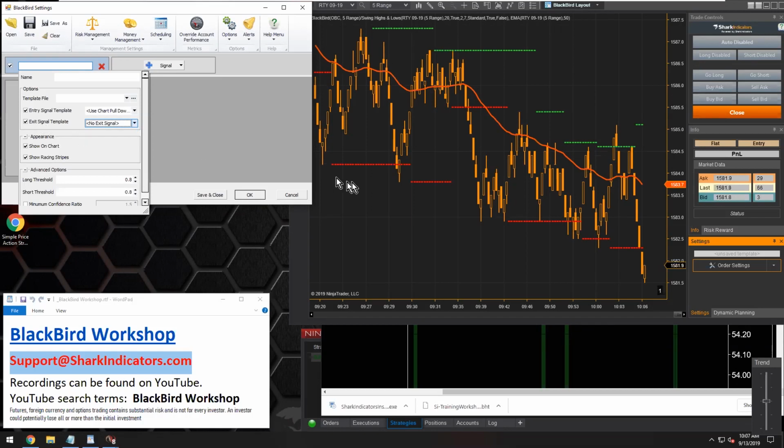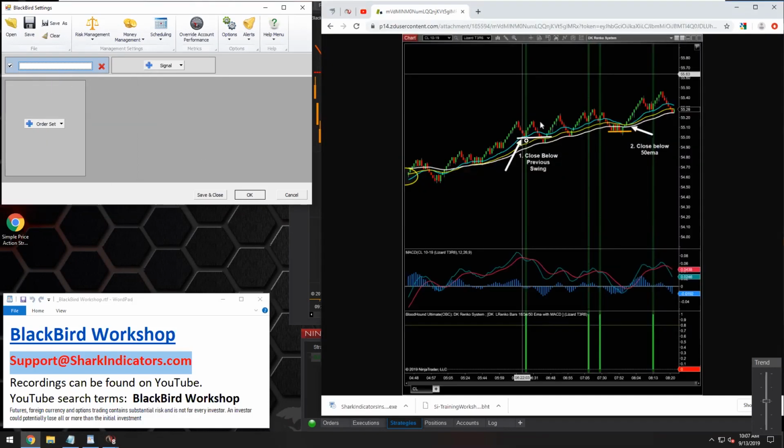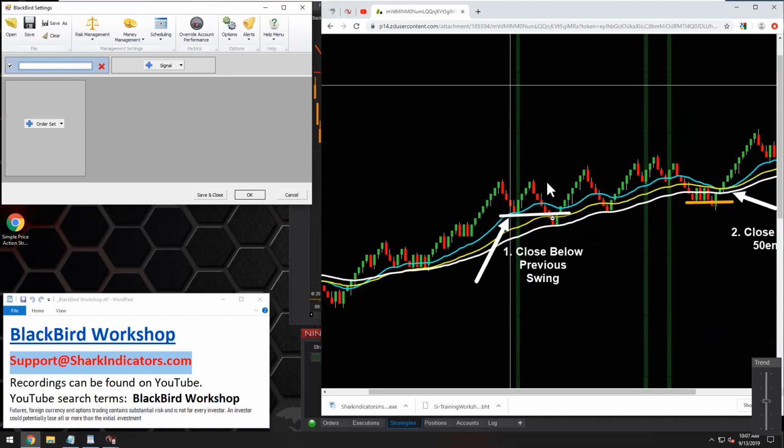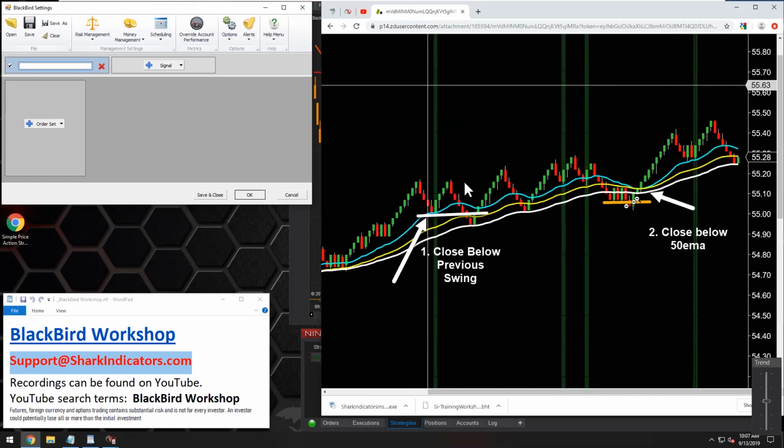So that would require building some BloodHound logic, looking for price to cross below a swing line, or looking for price to cross below your EMA50. So that would be the best way to do this. But since this is not the BloodHound workshop, we can't do that today here.